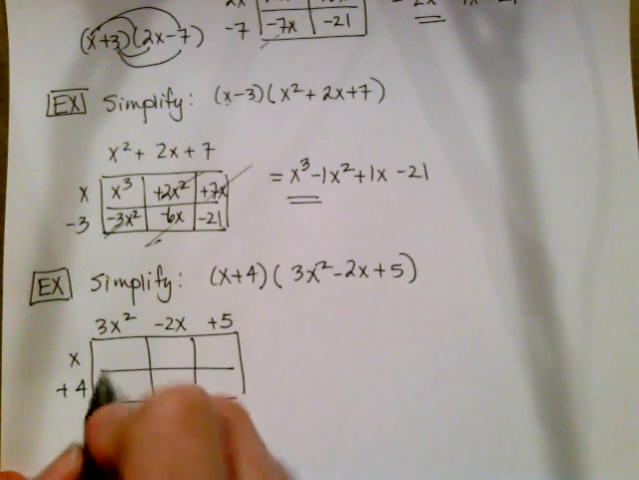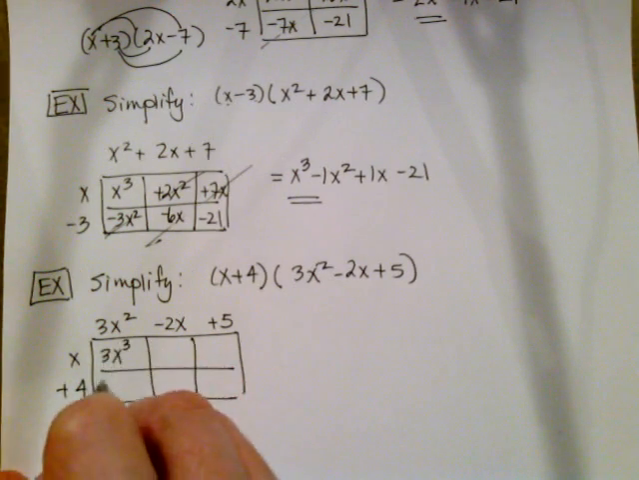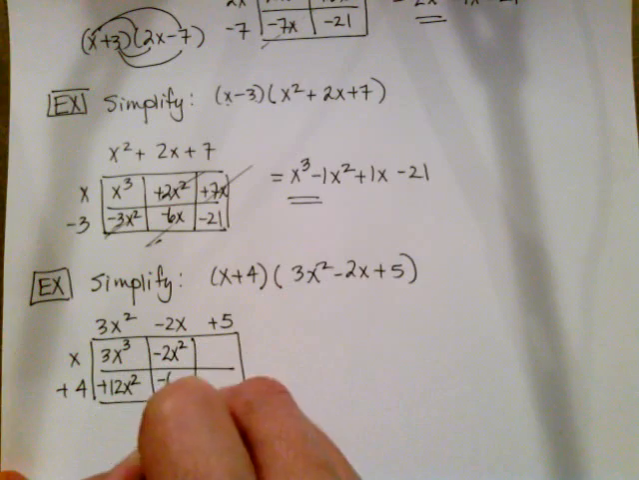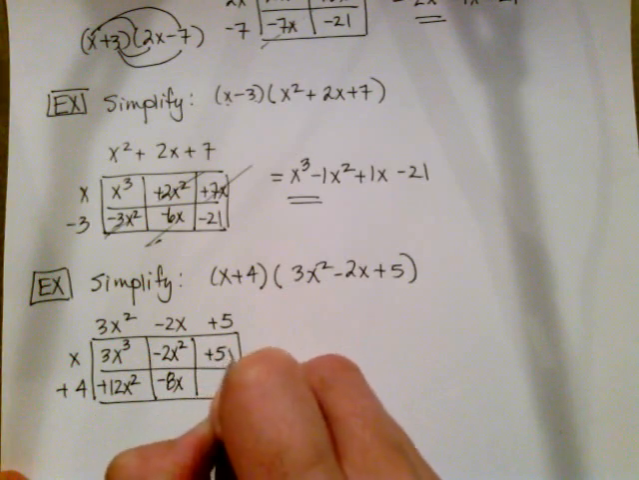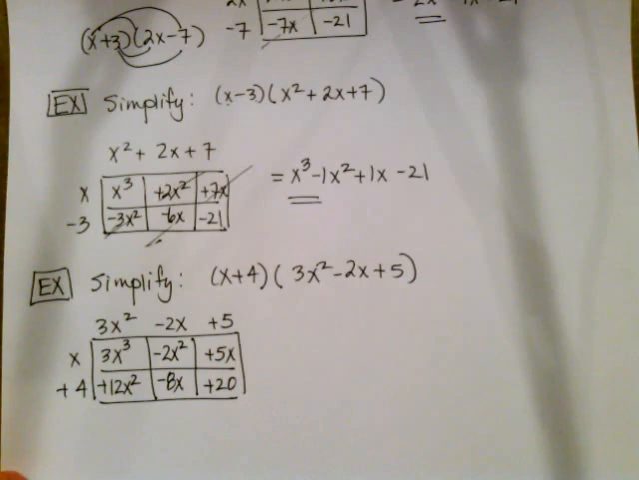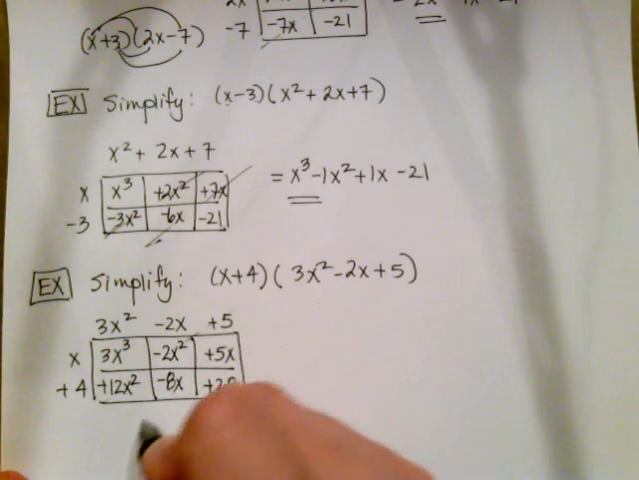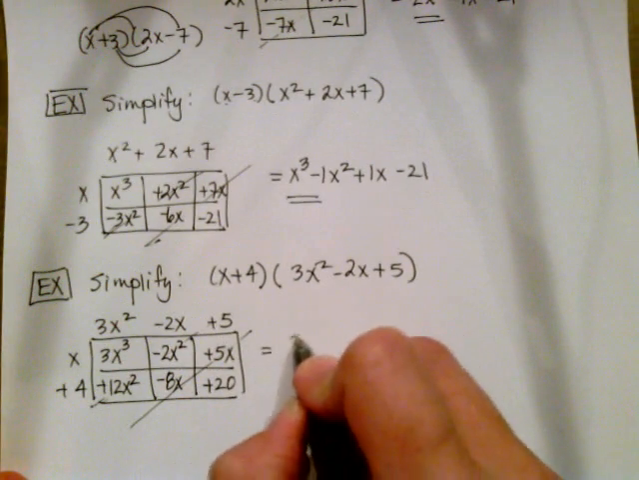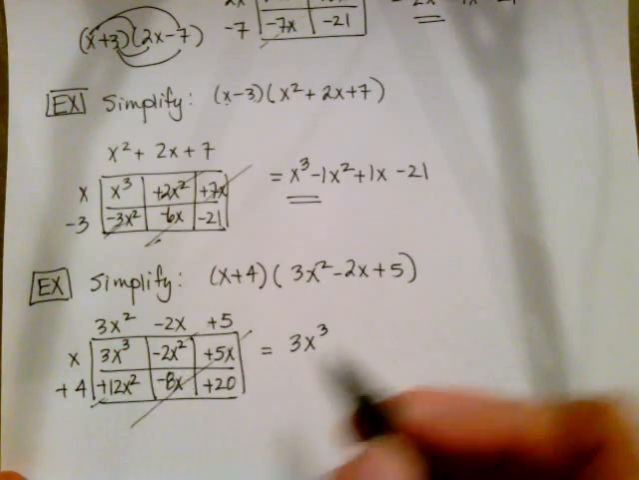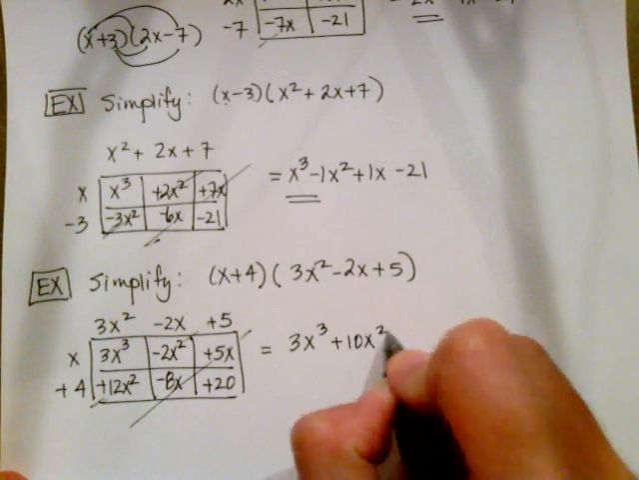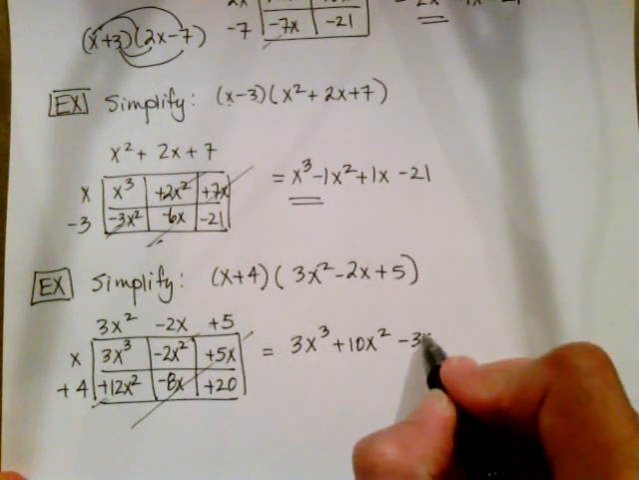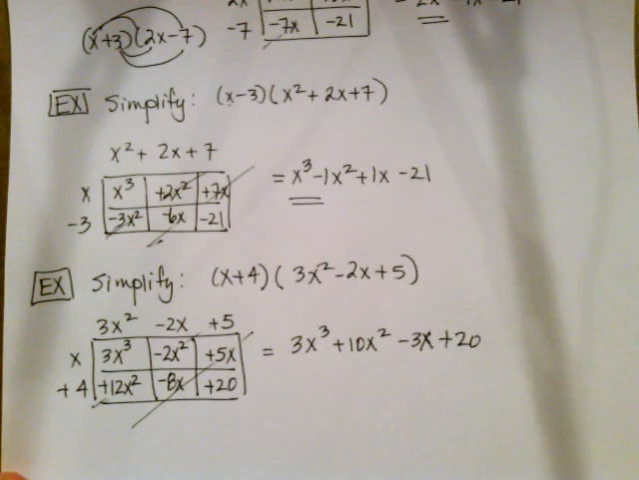So if I start multiplying through, I'm going to get 3x cubed plus 12x squared minus 2x squared minus 8x plus 5x and then plus 20. So again, here's a set of like terms, here's a set of like terms. So I can combine. I get 3x cubed, 12 minus 2 is 10x squared. A negative 8 and a positive 5 is a minus 3x, and then nothing is alike with the number, so then I'm done.